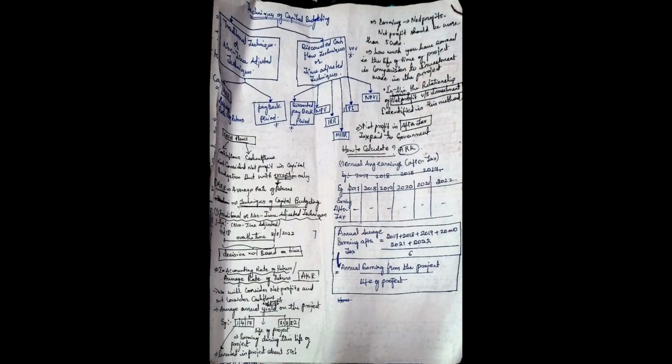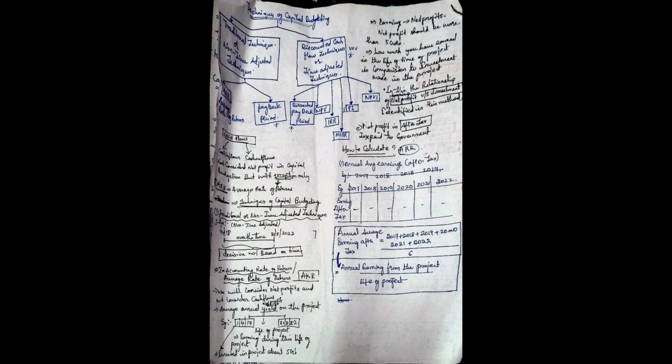Learn about the technique of capital budgeting. As I told in last class, there are two kinds of techniques: the traditional technique, or non-time adjusted technique, and the second one, the discounted cash flow technique, or time adjusted technique. Under the traditional or non-time adjusted technique, we have ARR, also called the average rate of return. The second one is the payback period. So these are the two traditional techniques, or non-time adjusted techniques, under capital budgeting.